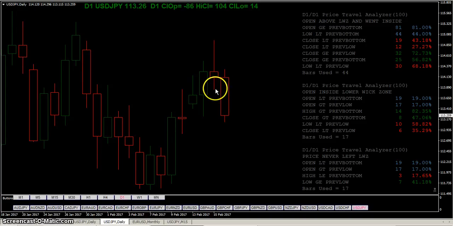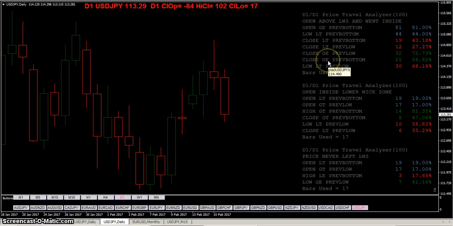we've got a bottom wick. Price shot through that bottom wick zone. Okay. So this is what happens when you have a price opening above the lower wick zone, going into the lower wick zone. How many times did it close above or below that wick zone? So here, low went through it 30 times, or 68% of the time. So you know, okay, if it's in there, we get there, you take that short. That's how you make the money.